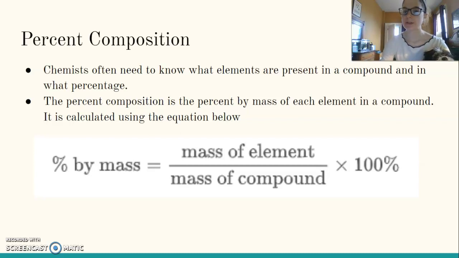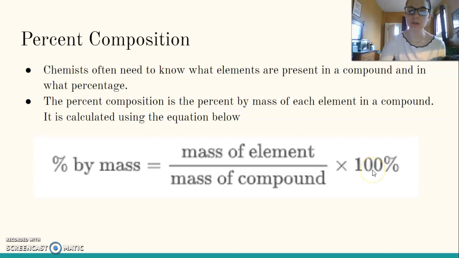The percent composition is the percent by mass of each element in a compound, and it's calculated using the equation below. So we do use mass to determine percent composition. It's not necessarily how many atoms per molecule, it's the mass of those atoms per molecule. So we take the mass of the element that we're interested in, divide by the total mass of the compound, and multiply by 100 to find percent by mass.